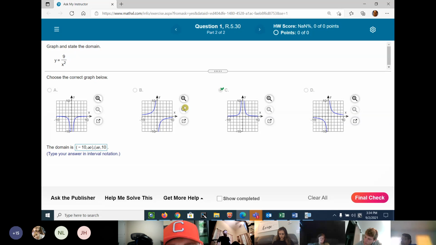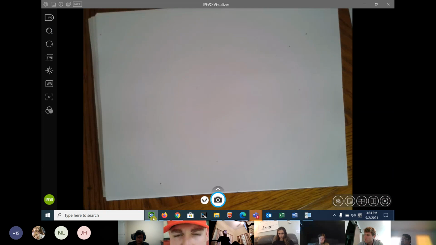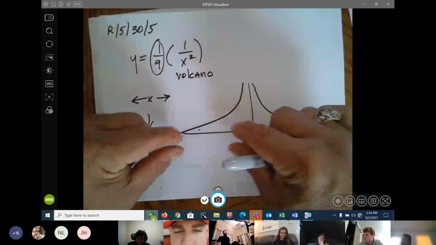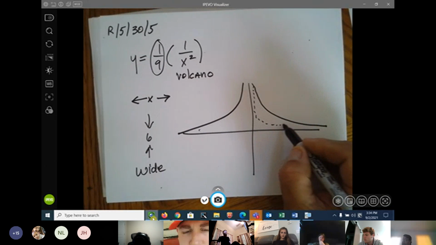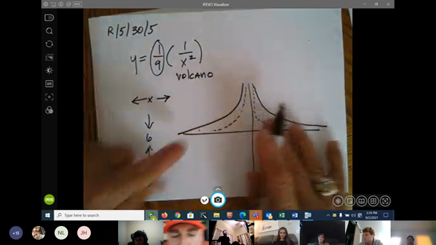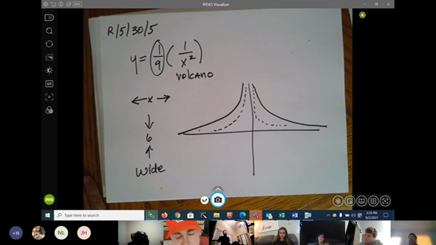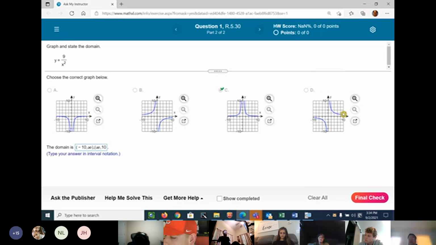So that means it's not going to go in the corner right here. It's going to be wider. It's going to be pulled like this, like a rubber band pulling this way. So it's not going to go like this. It's going to be wider. So which one looks like it's being stretched? Well, it's not the half a volcano here. This one means -9 over x squared. So it has to be Charlie.